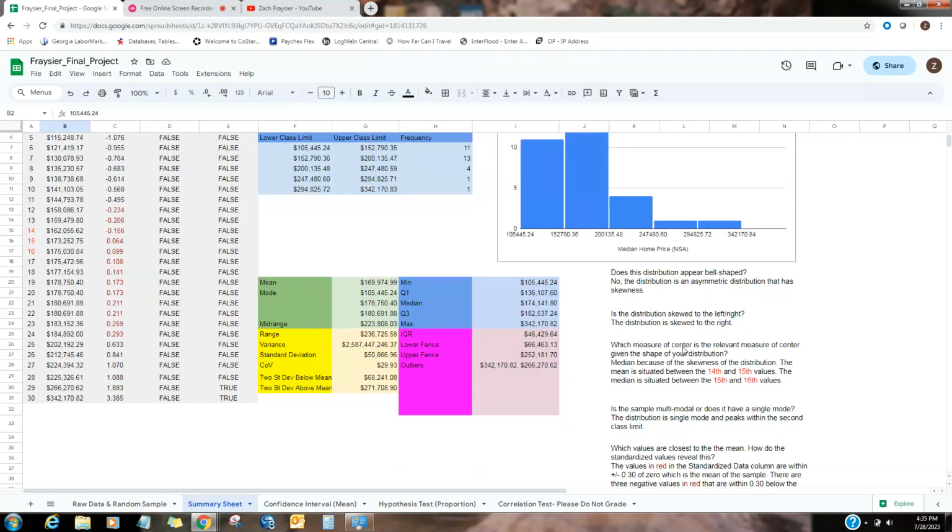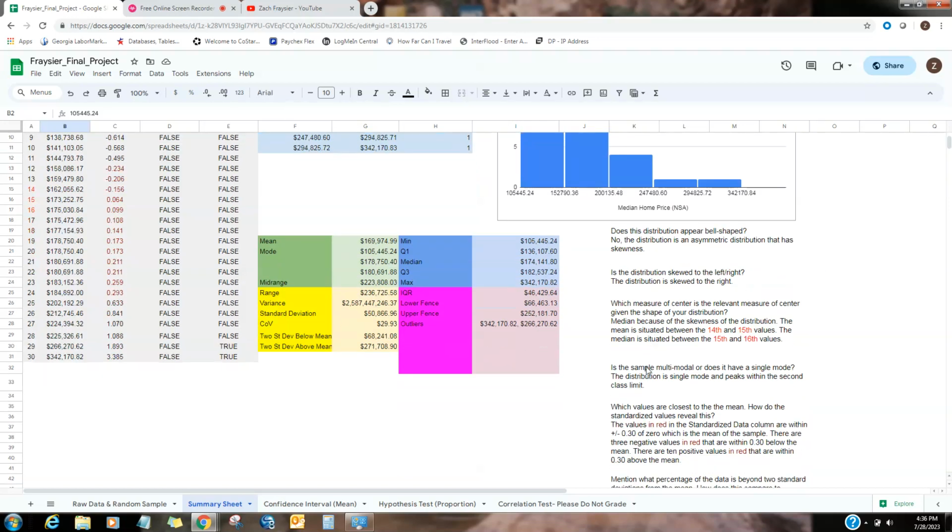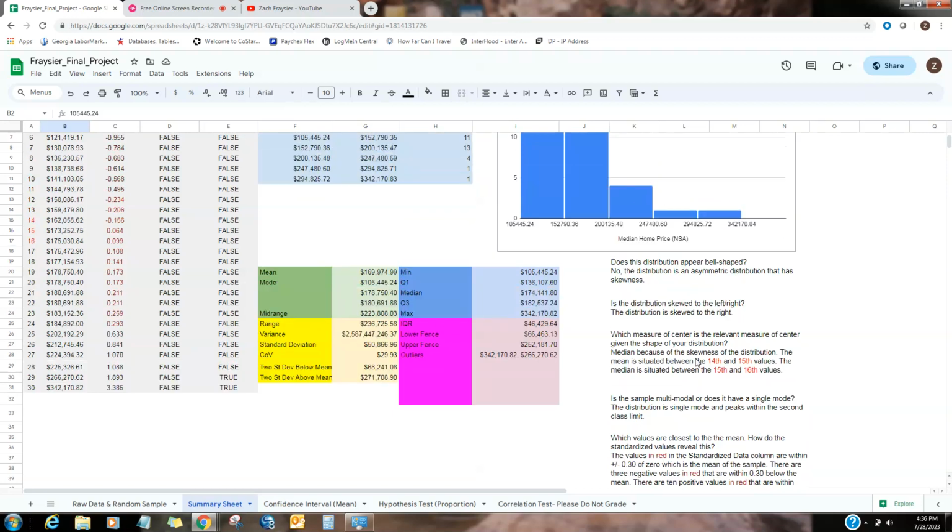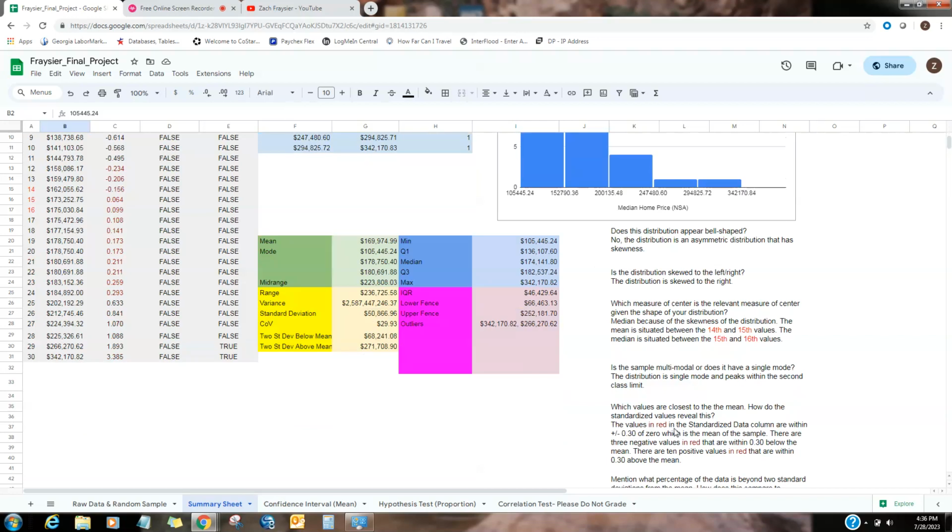Which measure of center is most relevant? Median, because of the skewness of the distribution. Let's see, the mean is situated between the 14th and 15th value right here, which is pretty close to the center of 30. The median is just above that at 15, between the 15th and 16th. But the median would be more applicable because of skewness. It's single modal. Peaks once, goes down.